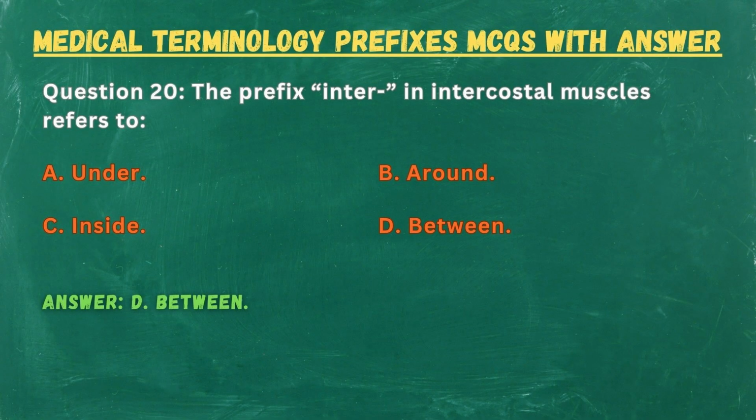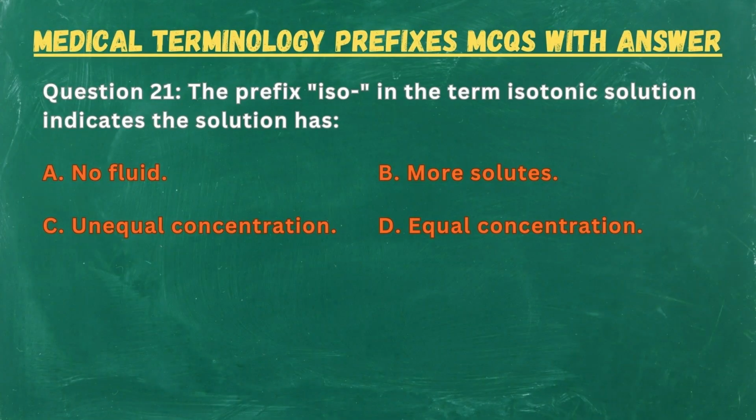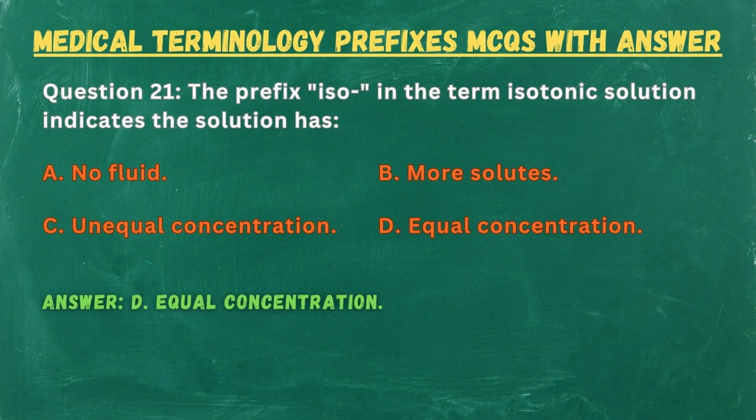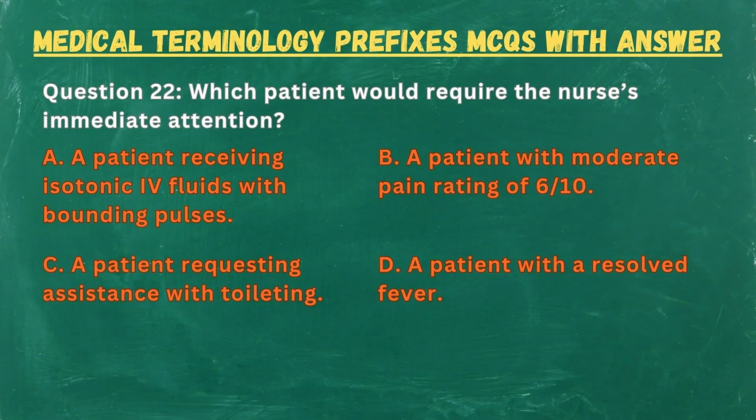Answer: D. Between. Question 21. The prefix iso- in the term isotonic solution indicates the solution has: A. No fluid. B. More solutes. C. Unequal concentration. D. Equal concentration. Answer: D. Equal concentration.